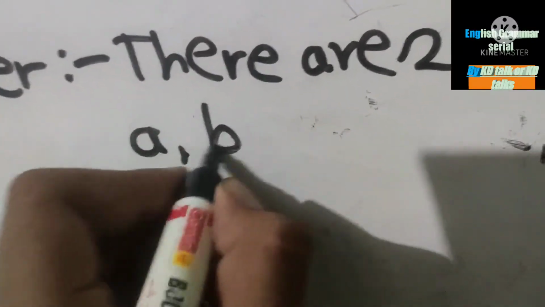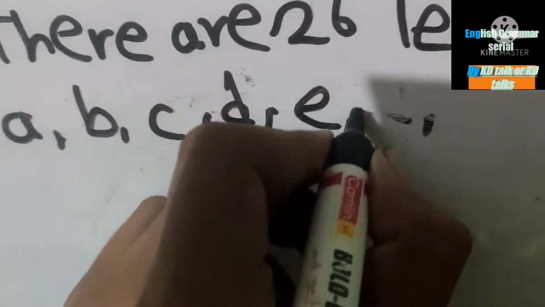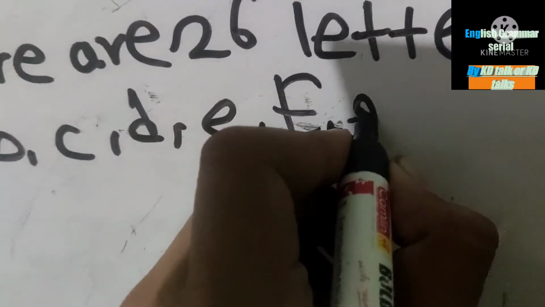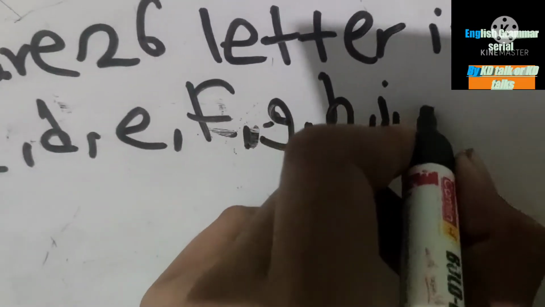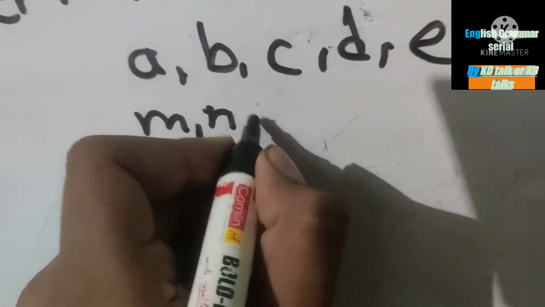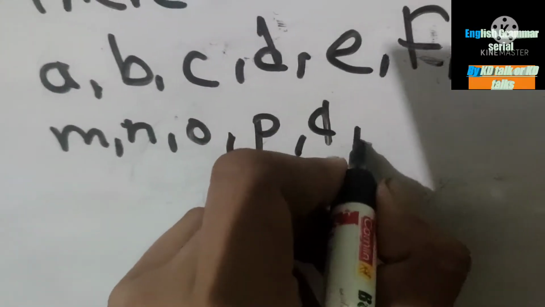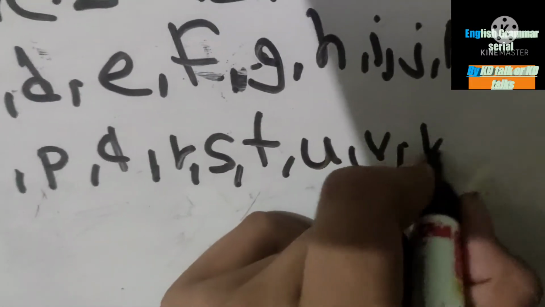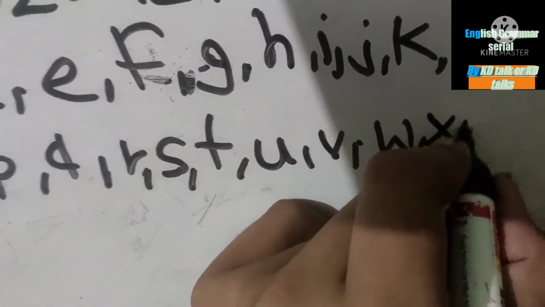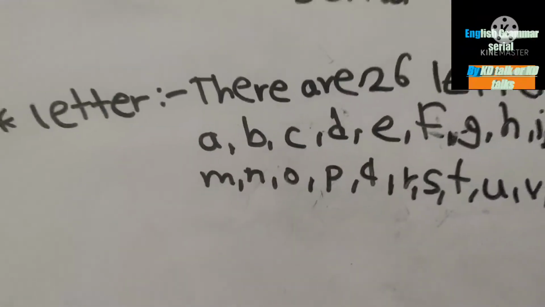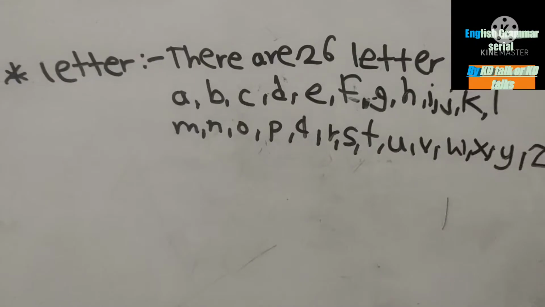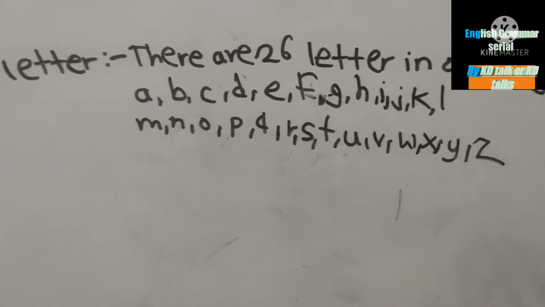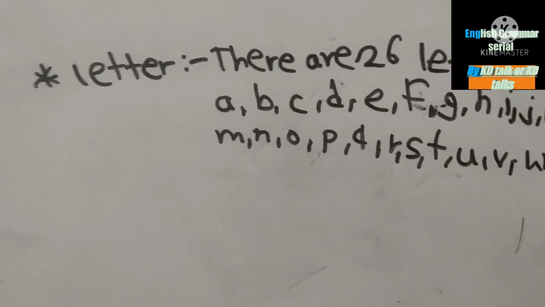Which are they? They are A, B, C, D, E, F, G, H, I, J, K, L, M, N, O, P, Q, R, S, T, U, V, W, X, Y, Z. These are the 26 letters in English. So this is about the letter.